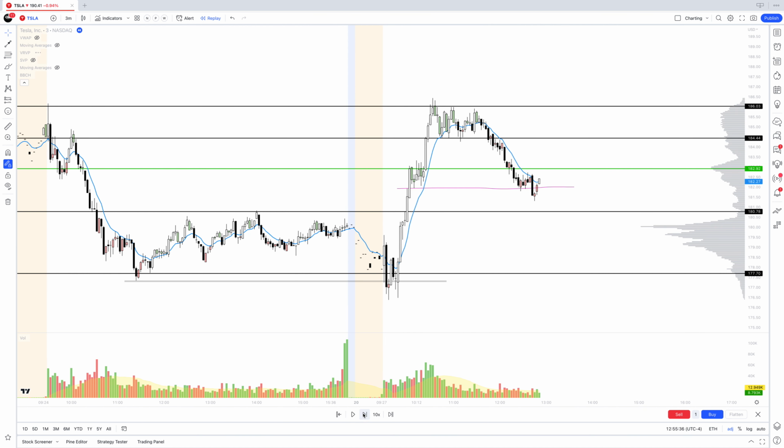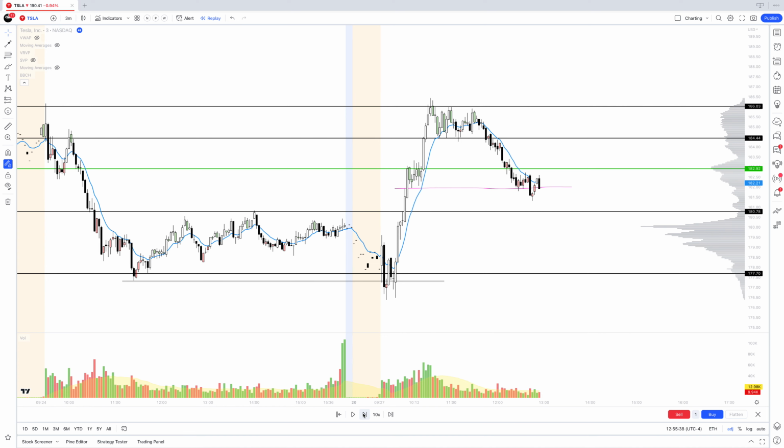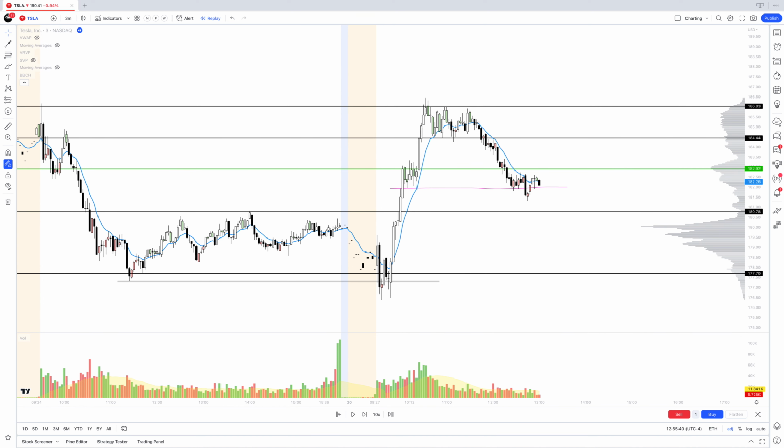So still watching, got some gaps here. Okay, that's our first setup.